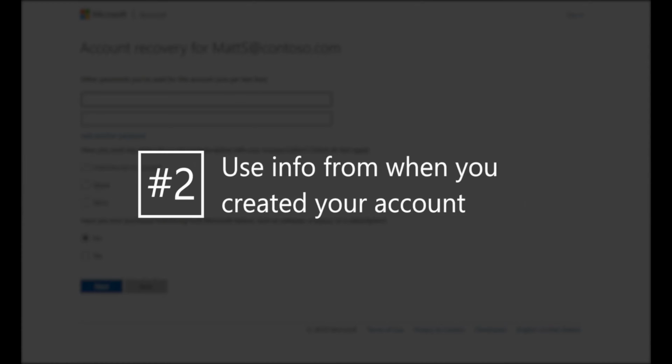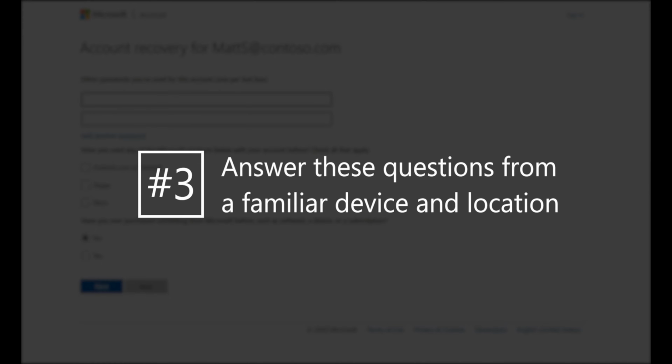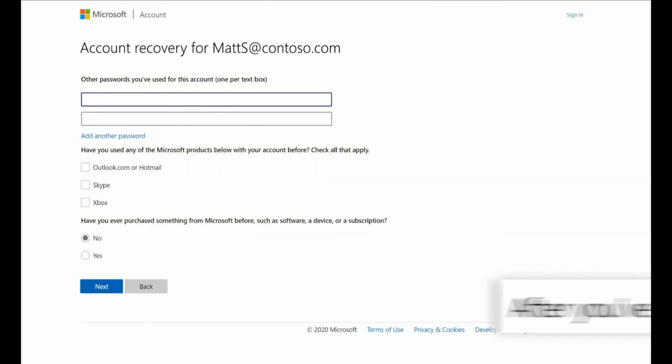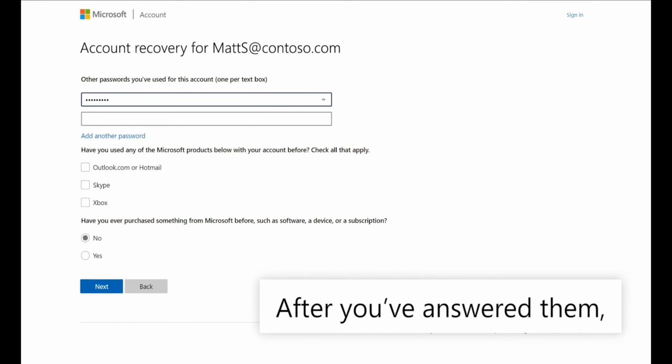2. Think about when you created or last used your accounts. Your information will likely reflect that. 3. Answer these questions from a familiar device and location. And 4. Enter as much information as you can. It's okay to guess. Wrong answers won't count against you. After you've answered them, select Next.